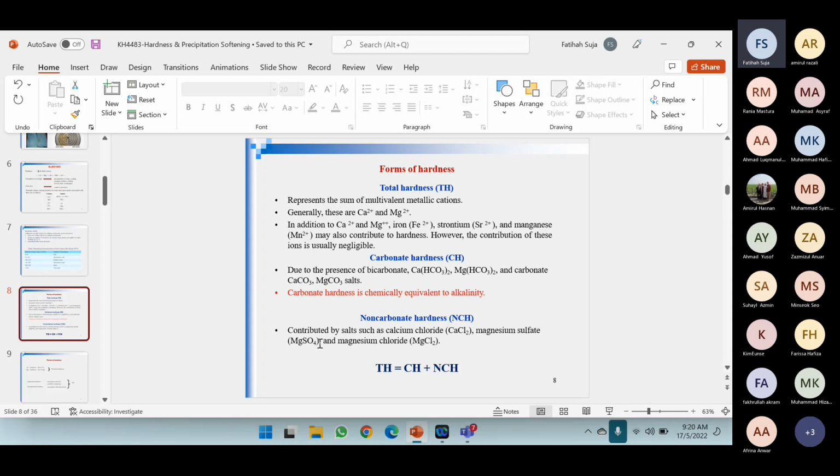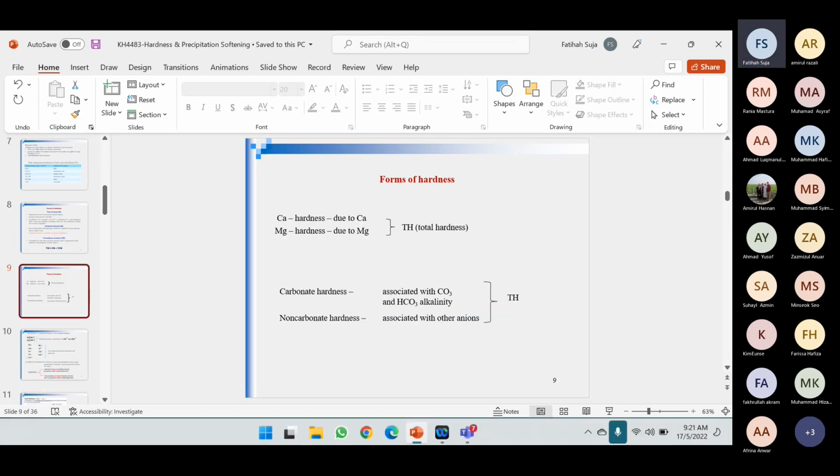Non-carbonate hardness is contributed by salts such as calcium sulfate, magnesium sulfate, and magnesium chloride. So total hardness is the summation of all the carbonate hardness and non-carbonate hardness.